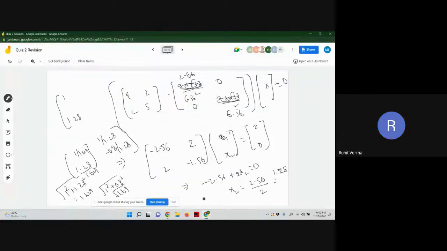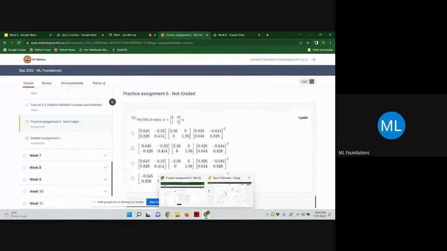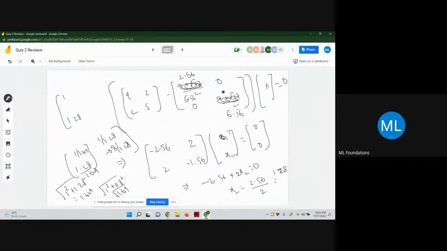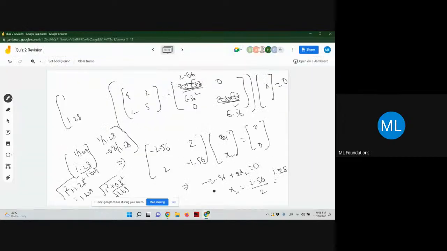So I have a question, sir. You assume that x1 is 1. How did we come to that? On what basis are you assuming x1 is 1? If you take x1 as 0, then x2 will also be 0. You can't be taking x1 as 0, but you can take any value other than 0. Okay, I can take also 200 something. Yeah, you can take anything.